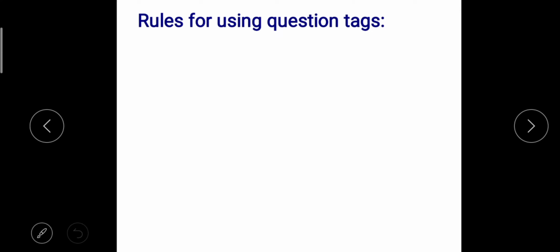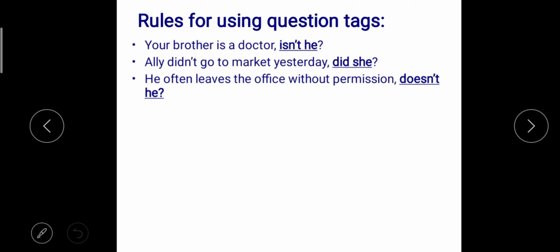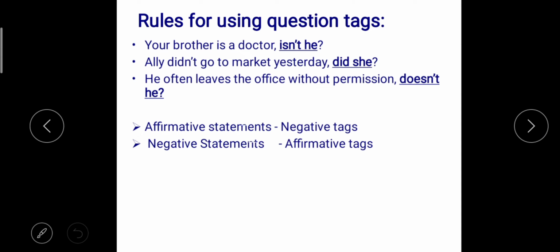So now we come to the rules for using question tags. Look at these three examples, and then one by one we will make it clear to you. Hopefully this lecture will be very fruitful to you to know how to use question tags. These question tags are very essential in day-to-day conversation, and if we use question tags in our day-to-day conversation, it adds beauty to the sentences.